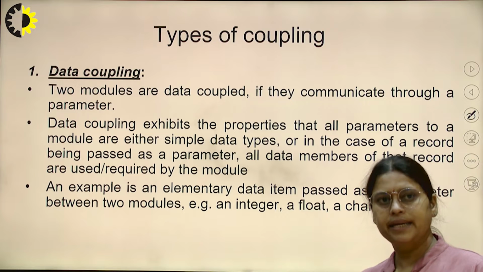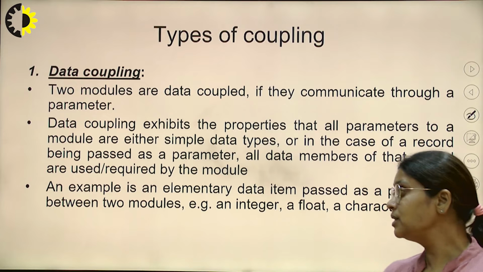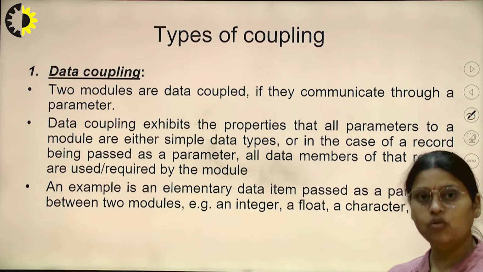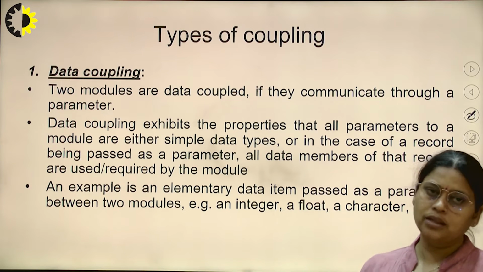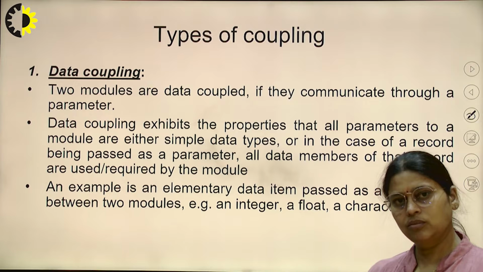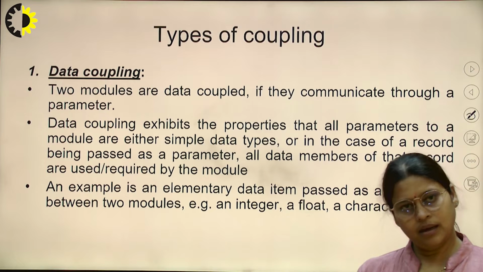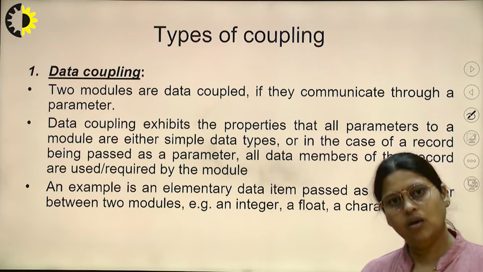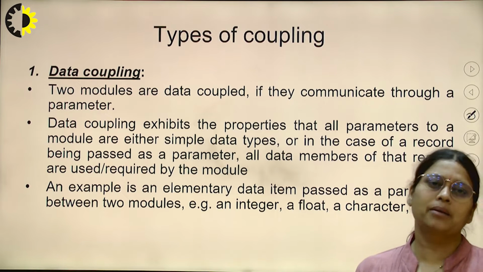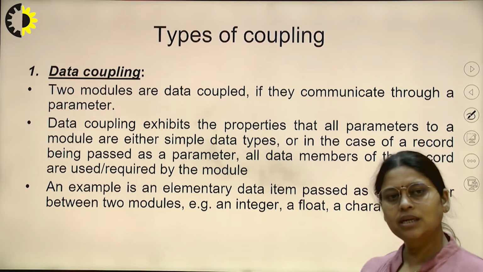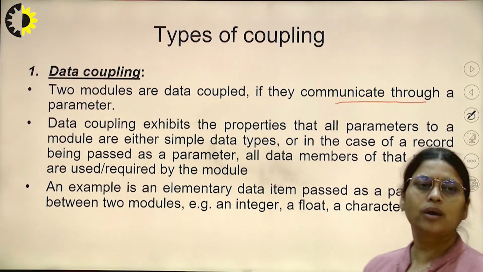Two modules are data coupled if they communicate through a parameter only. It means if we have to pass one parameter, for example a customer ID, from one module to another. Suppose module A passes the customer ID to module B, and module B accesses the whole information using a single parameter, that is the customer ID. So this is data coupling. Two modules are data coupled if they communicate through a parameter.